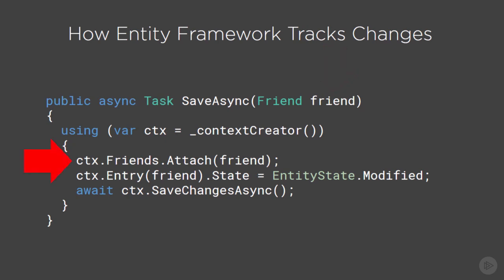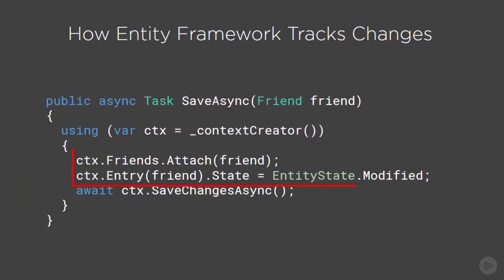That's the reason why we have to attach the friend instance to the friends DB set of the context, and then we have to grab the DB entity entry of this friend instance by calling the entry method of the DB context for this instance. This entry method returns a DB entity entry, and on that DB entity entry we set the state property to modified. Now the DB context knows that this is a modified entity, so it will send an update statement to the database when we call the SaveChangesAsync method.